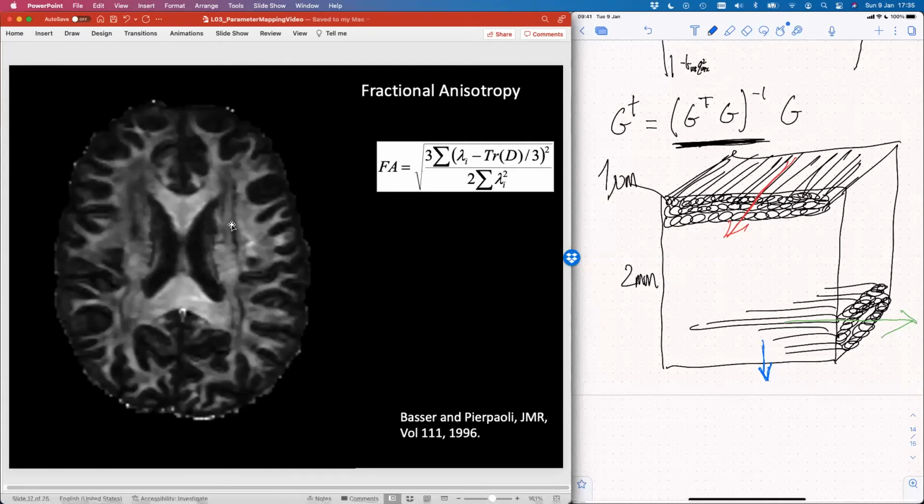A second common feature derived from the diffusion tensor is, well, there are various measures of anisotropy. Here's just one called the fractional anisotropy. This particular one really is sort of a measure of variance of the eigenvalues of the diffusion tensor, and so gives a measure of how elongated or how far from isotropic each diffusion tensor is.